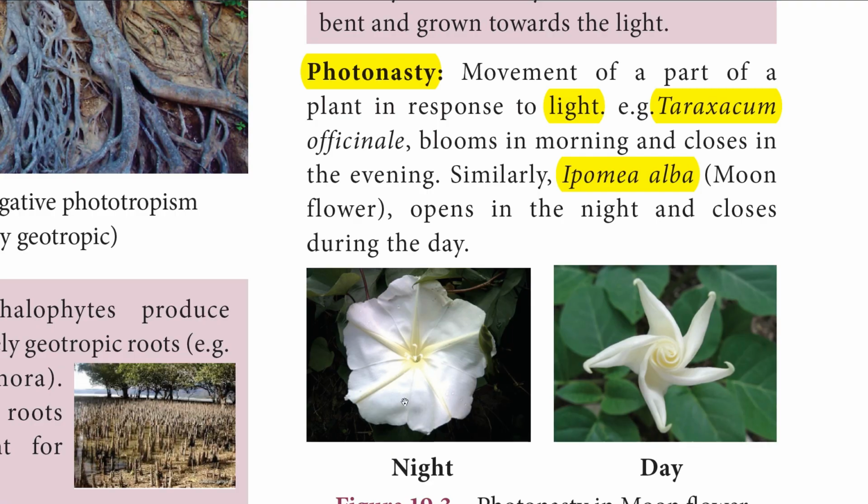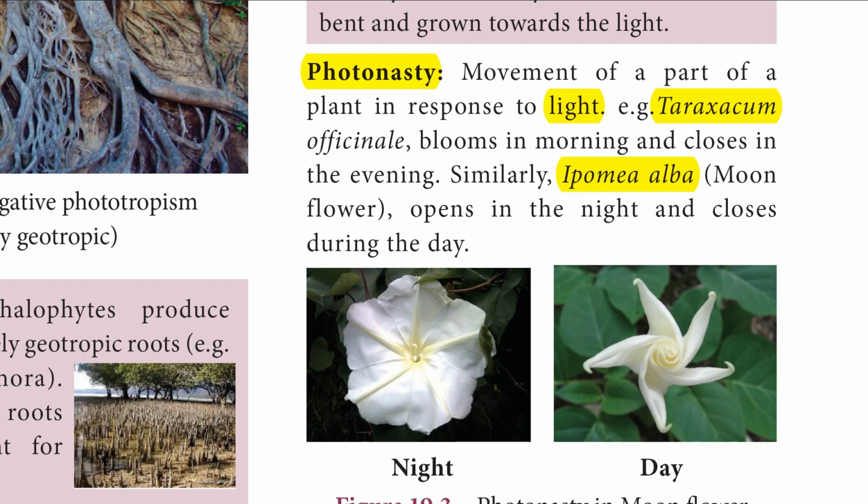What is photonasty? This is the movement of the plant part in response to the light source. Example, Taraxacum officinale. This flower blooms in the morning and closes in the evening. Similarly, another example, Ipomoea alba, which is called the moonflower. This moonflower will open in the night and close in the daytime, which is just opposite to the previous one. So this is what is called photonasty.